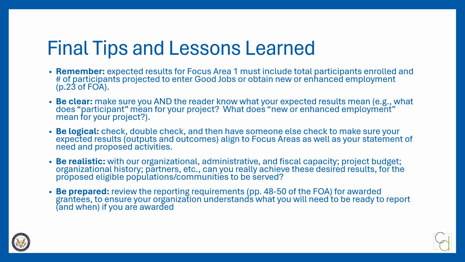So this slide includes some final tips as well as some lessons learned from current work grantees. Remember that the FOA requires that expected results include total participants enrolled and number of participants anticipated to obtain new or improved employment outcomes. Refer to page 23 of the FOA. Clarity is a must. Make sure that your expected results and connections to the focus areas would be clear to an external reviewer, but also make sure they are clear to you and your partners internally.